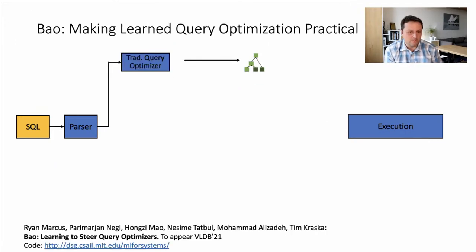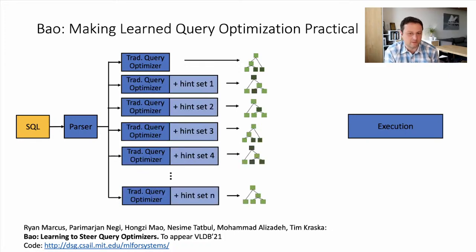So this brings us to BAO, which was our latest attempt at it. And we believe it's the first practical approach for learning-based query optimization. The idea here is the following: we still put the queries through a traditional query optimizer, but then we create variants of the traditional query optimizer using a hint set. So essentially we take a traditional query optimizer and say, don't use nested loop joins. Don't do a merge join or something else. So we create variants of a traditional optimizer, which have certain features of the default configuration turned off. And then each of these traditional query optimizers plus the hint sets creates for us a query plan.